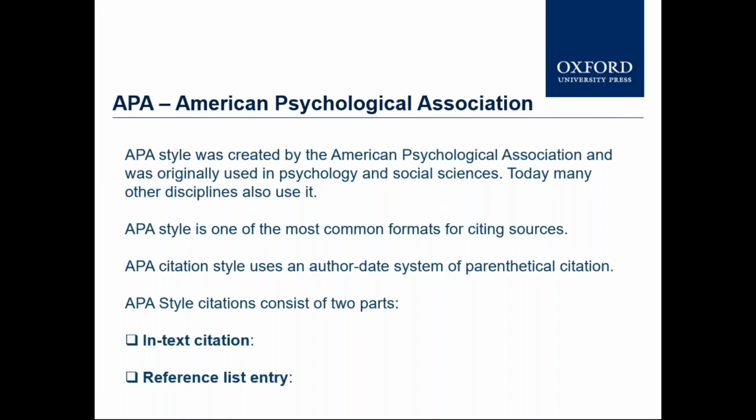Now let's move on to the next one, which is American Psychological Association. Now, as the name suggests, it was originally used in psychology and social sciences. Of course, there are many other disciplines that are using it now. And it is one of the most common formats for citing sources, simply because it is very easy to use. APA citation style uses an author date system of parenthetical citation. Parenthetical means in brackets. And it consists of 2 parts. One is in-text citation, and the second is reference list entry.